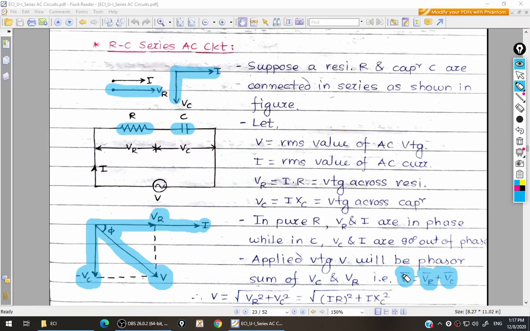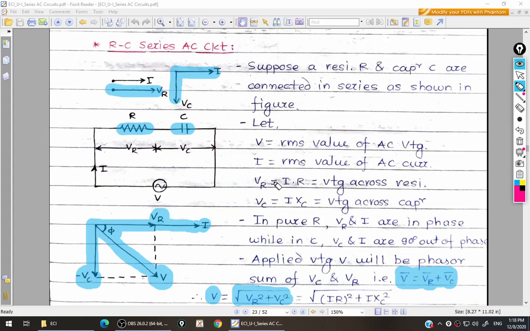So if you want to remove this bar, you have to take square on both sides. So your equation will be like this: V square is equal to VR square plus VC square. If you want to remove the square of V, you have to take the square root on the right hand side. So you will get V is equal to root of VR square plus VC square.